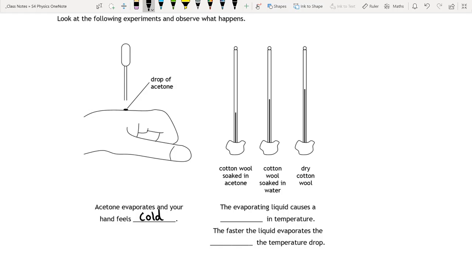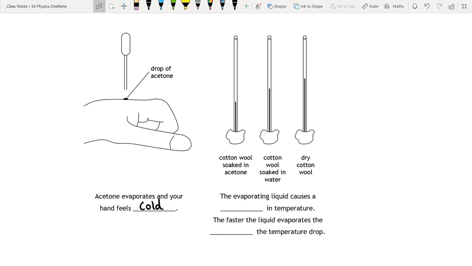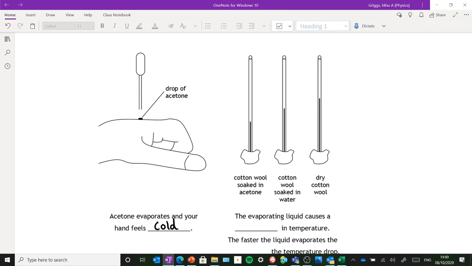Now I've got at the front under my visualizer three thermometers with cotton wool at the bottom of them. At the moment they've got nothing on them. I'm going to soak one of them in acetone, soak one of them in water, and then leave one just dry in the air. So let's have a look at that.